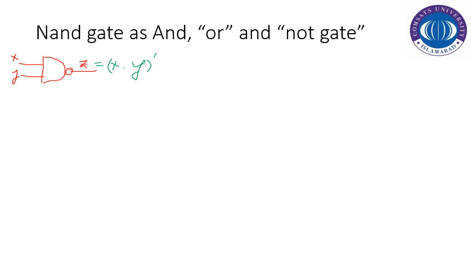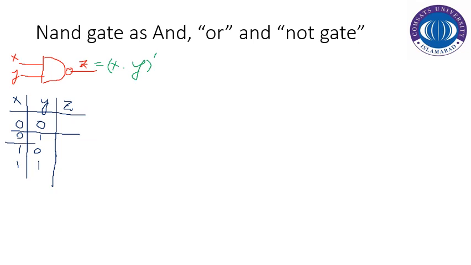Right, so now let us see the truth table. If you apply X and Y, what would be the value of Z? Since we know that the NAND operation is the reverse of AND operation, the output is basically inverted. Output of AND gate is inverted. So the output is 1, 1, 1 and 0.